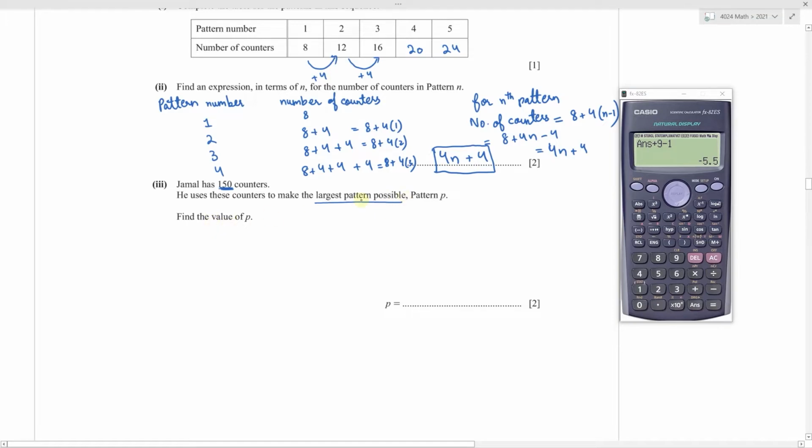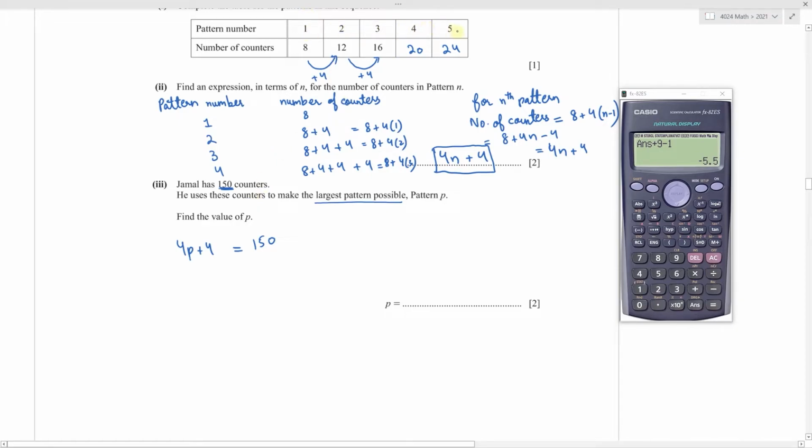So pattern number is P. So in place of n, I will have P here, 4P plus 4, which should give me the total counters used, which are 150. So now I have to find the largest possible integer value of P, because P is the pattern number. So it cannot be a decimal. You cannot have, let's say, 5.5 pattern number.